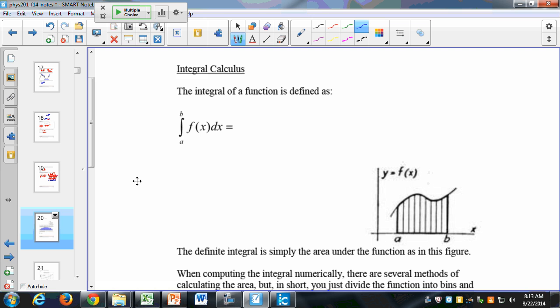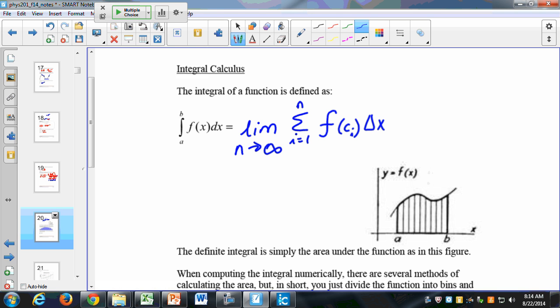The integral is defined in this way. And I'll write it here. I won't ever write it again. But it's the limit as n approaches infinity of the sum from i equals 1 to n of some function f of c_i times delta x. The product of these two numbers is like the area of one of these bins. Right? It's like the length times width of the area of a bin.